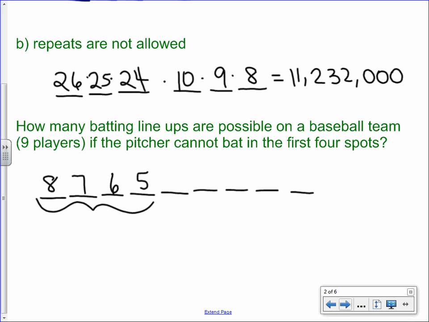Now, here are my first 4 spots. My pitcher was not allowed to bat, but now he can bat. So how many players do I have to choose from here? 5, because now we can have the pitcher. And then next, now we have 4 players to choose from to bat, then 3 players, then 2 players, and then only 1 player left for the last spot. Okay? So how many lineups are possible?